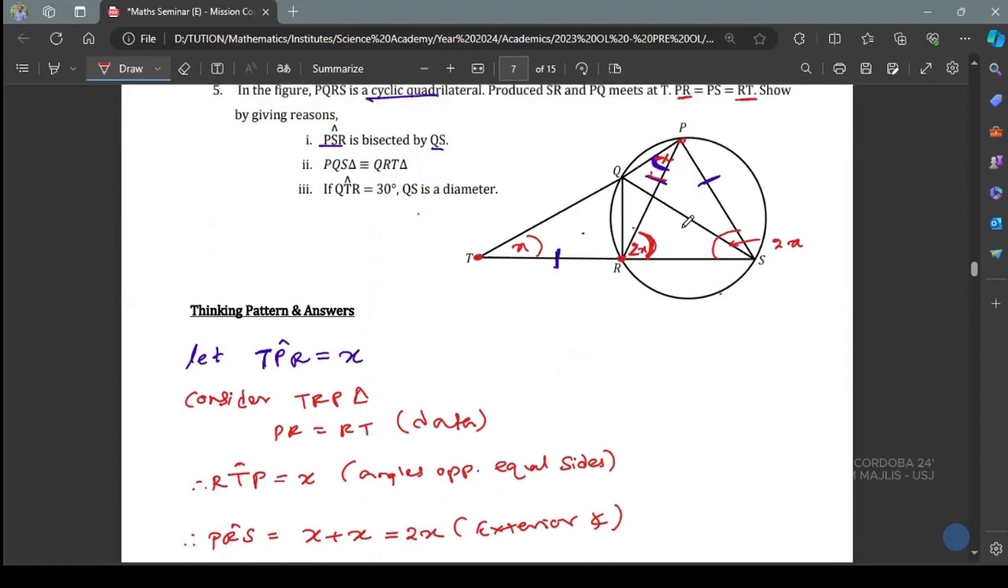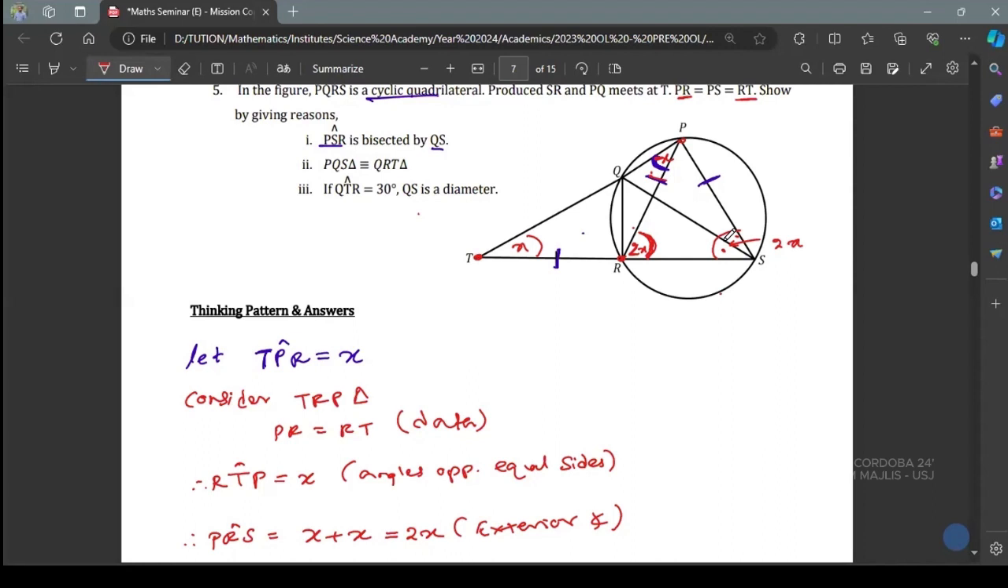So now the question is to prove that QX is an angle bisector. So your target is to prove that this 2x is dividing into x and x, two equal parts. In order to do that, you have to go with another theorem. Listen, what is the theorem that you can use here? Angles on the same segment. Sorry, angles on the same segment theorem. What is the theorem? Angles on the same segment are equal.